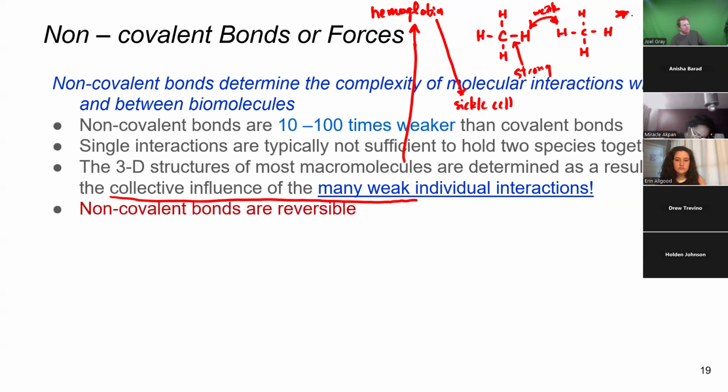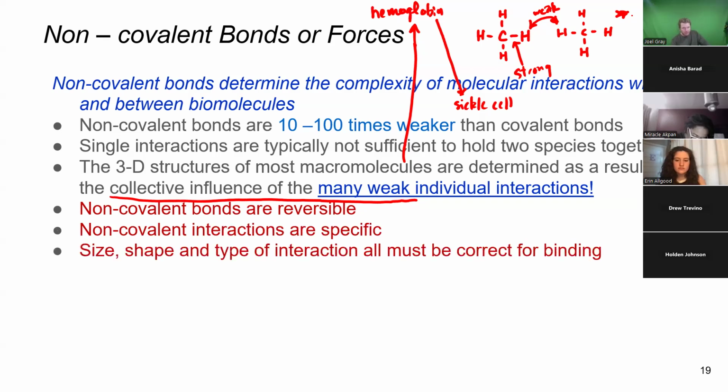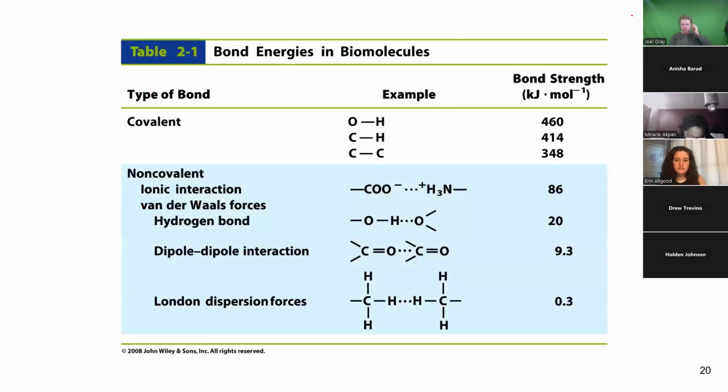Non-covalent bonds are reversible. Non-covalent interactions are very specific. The size, shape, and type of interaction all must be correct for binding to take place. Now, within biomolecules, we've got those covalent interactions. These are numbers I don't want you to commit to memory. I don't want you to think, oh, I've got to remember that an ionic interaction is approximately 86 kilojoules per mole. I don't want you to stress about that.